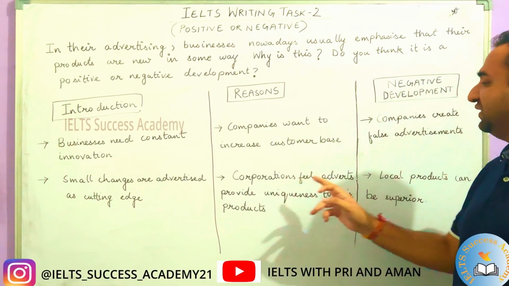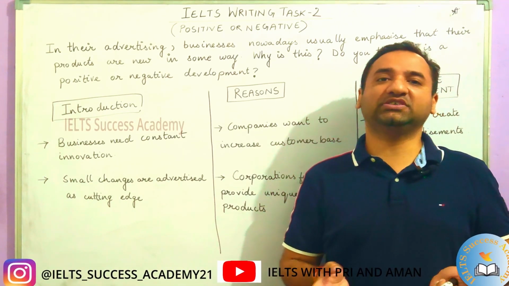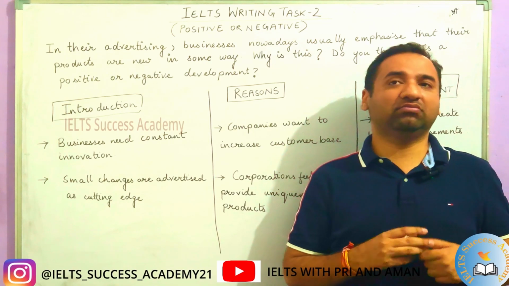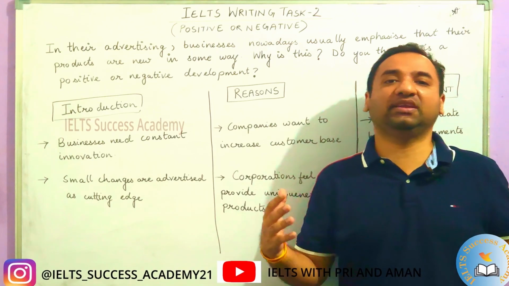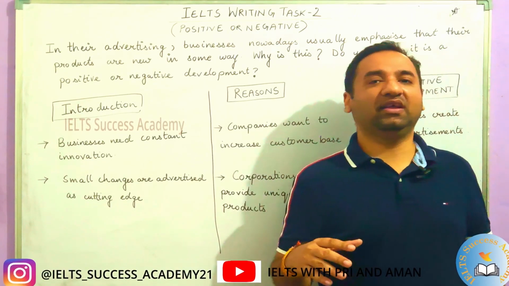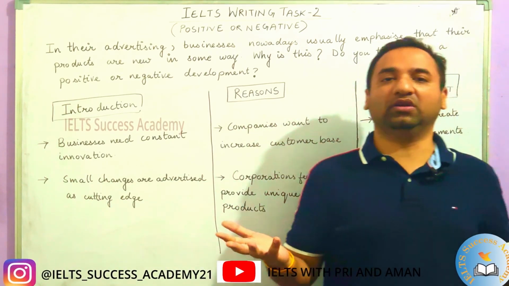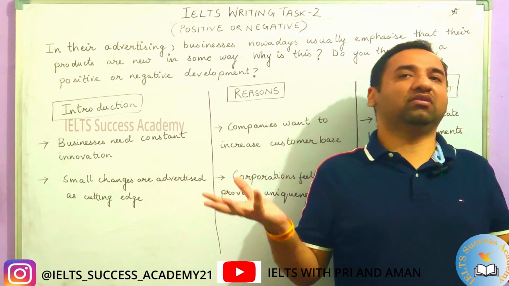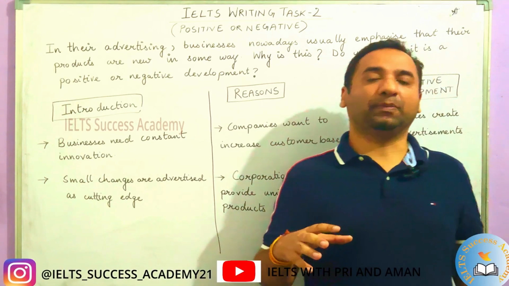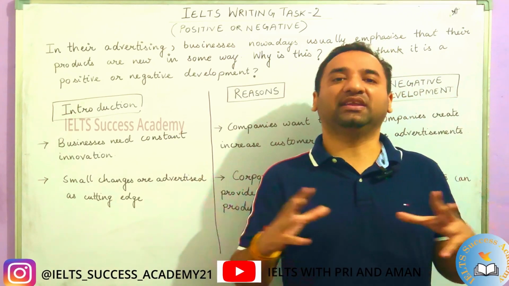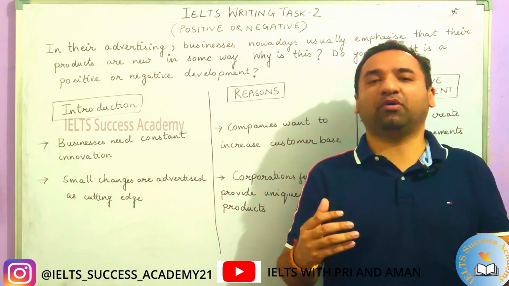Second is corporations feel advertisement provide uniqueness to their product. Now, certain corporations feel that if their products are advertised somehow, it creates a uniqueness. So, for example, if PepsiCo is advertised by a famous actor or by a famous model, then they feel that it is unique. But that is not the case. The product is still the same. It is a beverage only. There is no uniqueness about the product.